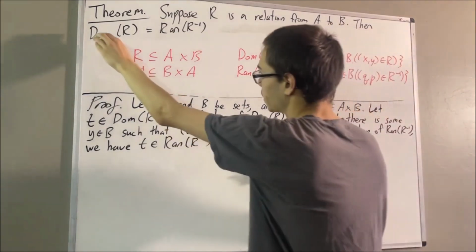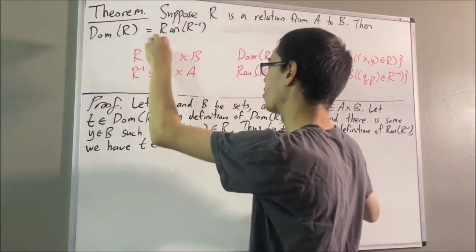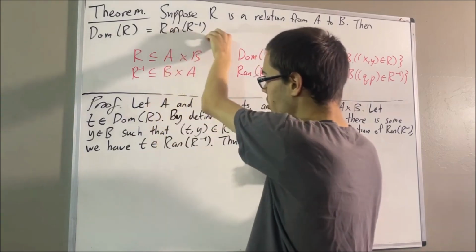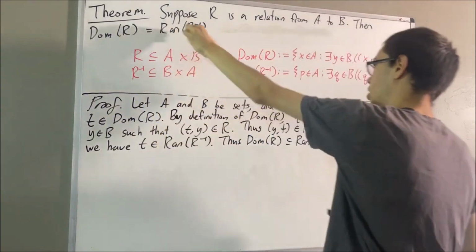So now that we've shown everything in this set is also in this set, now we're going to show everything in this set is also in this set. And to do that, give me an arbitrary element of this set. Again, I'm going to call it T.